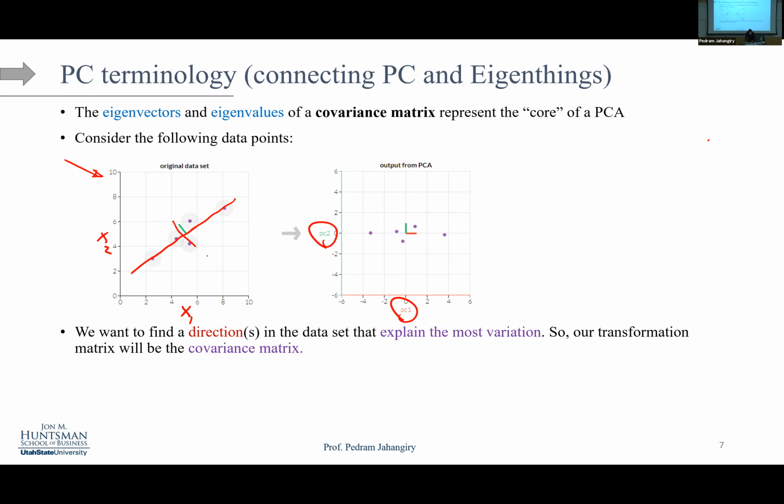So that's how the principal components are going to end up doing the job. PC1 is going to be the direction where we have the most variation. PC2 is going to be the direction with the next most variation, but it's going to be orthogonal to the first one. Why orthogonal? Because we want to make sure that the components we're figuring out are uncorrelated with each other.